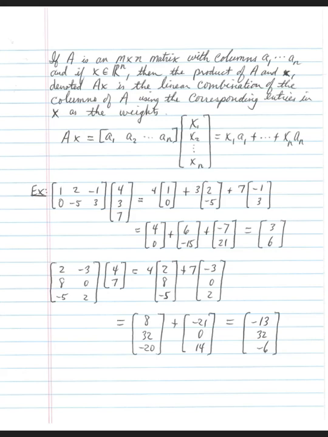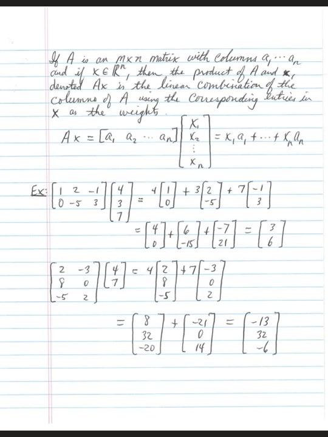Welcome back. If A is an m by n matrix with columns a1 through an, and if x is in Rn, then the product of matrix A and vector x, denoted by Ax, is the linear combination of the columns of A using the corresponding entries in vector x as the weights.